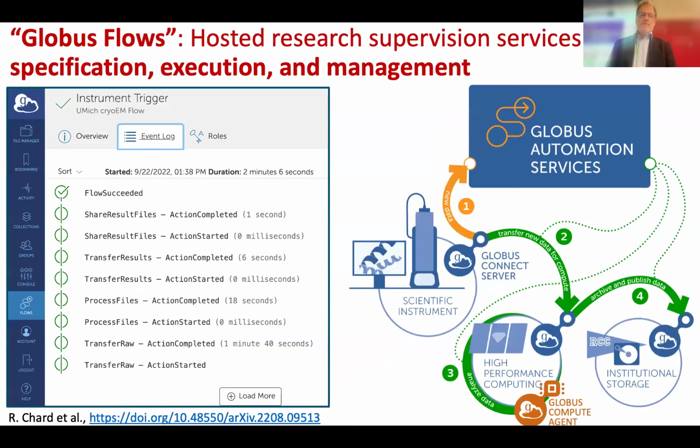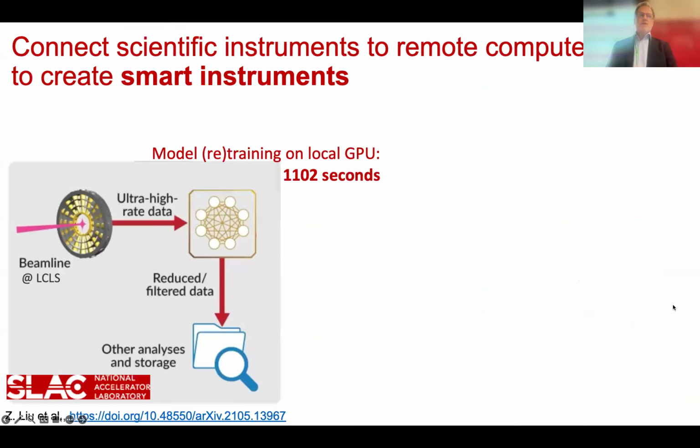And it can then go ahead and do things like here: be notified when data appears at a scientific instrument, use that notification to initiate a transfer, use the transfer to initiate a computation, and then use the completion of the computation to initiate a publication operation. And people are using this to do things like the following.